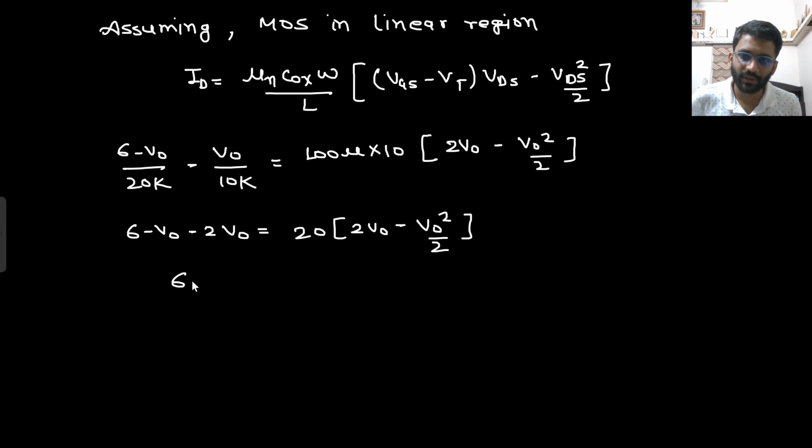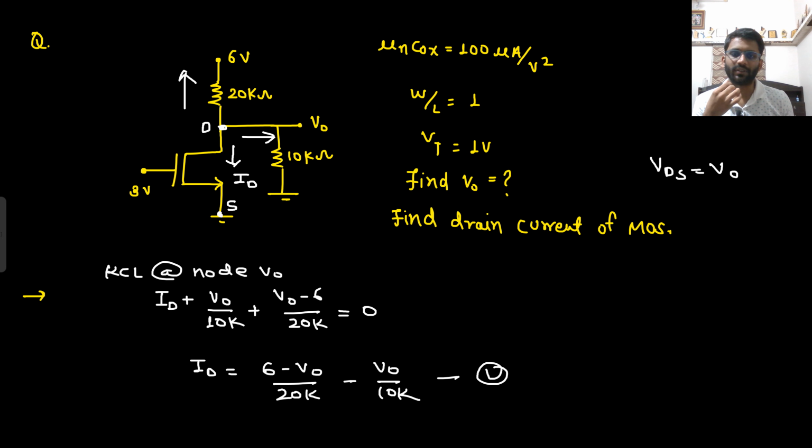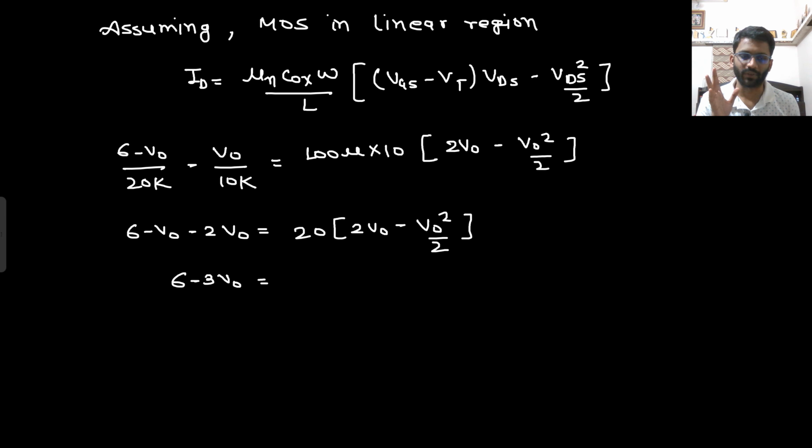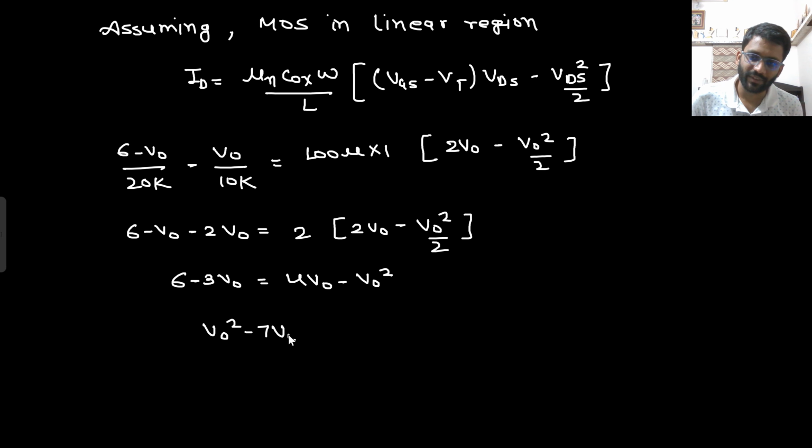Well and good. Is there any mistake I have done? W by L is what? 1. Yeah, that's what I was thinking. W by L I have taken here also 1. W by L is 1 here, not 10. So this will be 2 only. You remembered this much of the answer already, minus V naught square. So V naught square minus 7 V naught plus 6.